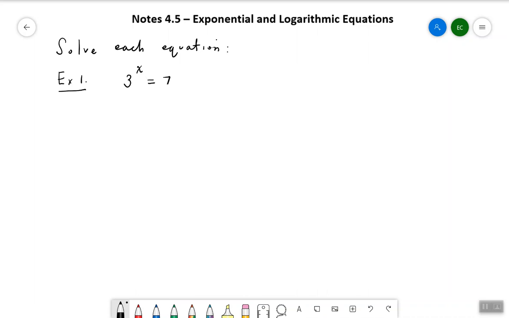We solved a similar equation in section 4.2, and the way we did it was we got the bases to be the same, and then we set the exponents equal to each other. Well, we're not going to be able to do that now. 3 and 7 can't be written with the same base, and so we need a different technique. So what we're going to do is take the common log of both sides of the equation.